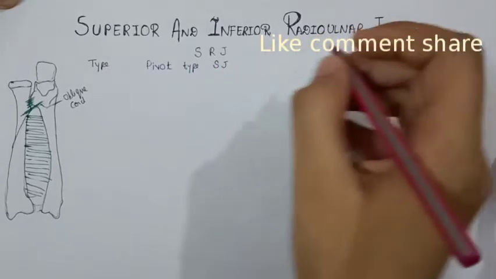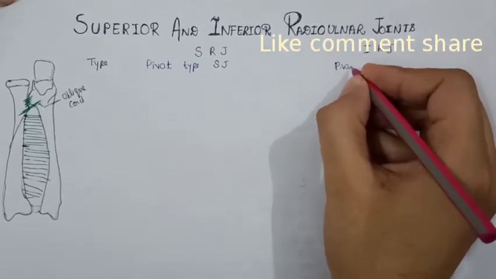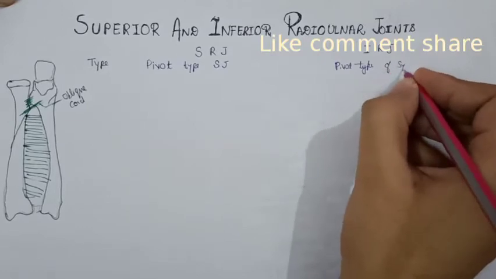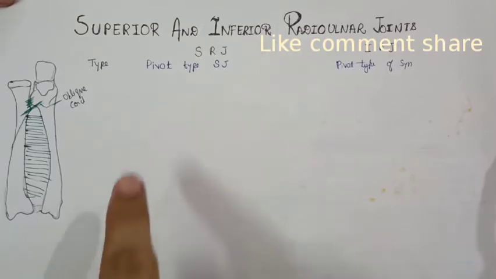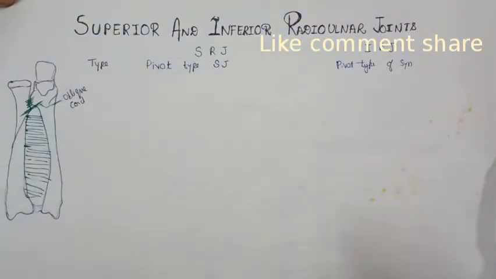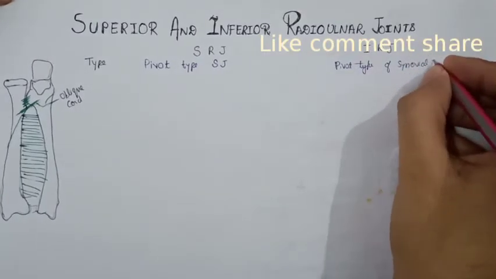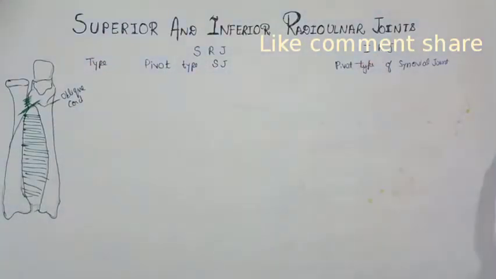SJ stands for synovial joint. The inferior radioulnar joint is also a pivot type of synovial joint. To know more in detail about the different types of synovial joint, do subscribe to our channel, because in the upcoming videos we'll be discussing the different types of synovial joint. Pivot type of synovial joint. So both the superior radioulnar joint and inferior radioulnar joint are a pivot type of synovial joint.